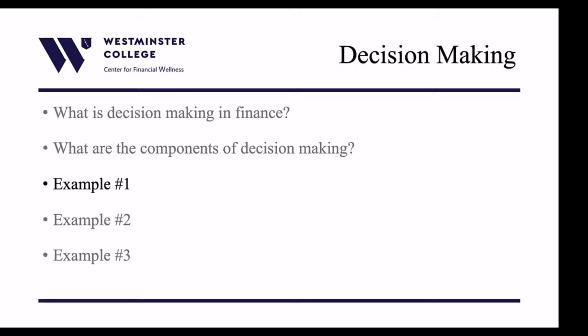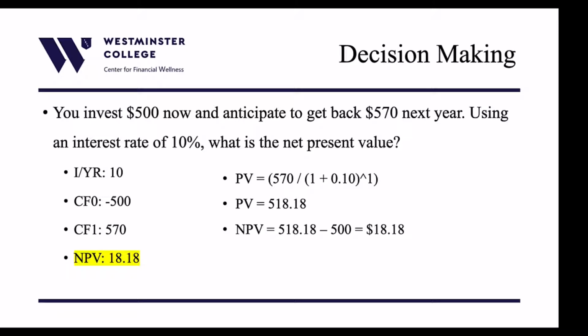Going into example number 1. So let's say you invest $500 today and anticipate to get back $570 next year. Using an interest rate of 10%, what is the net present value? So using our HP 10B2 Plus financial calculator, I would put in 10 for I/YR as our interest rate, negative 500 for our first cash flow because that's what we're investing today, and then for our next cash flow, we're receiving $570, so I'm going to input that as positive, click the CFj key, and then when I click red, the down arrow, and NPV, I see that my NPV is 18.18.